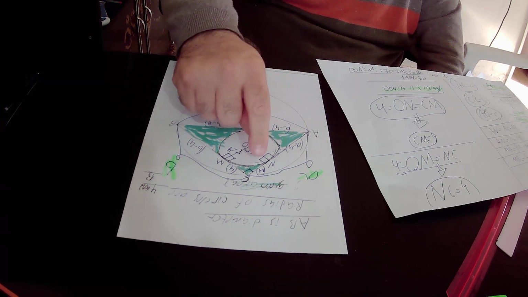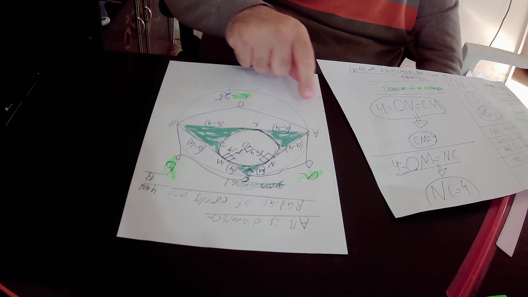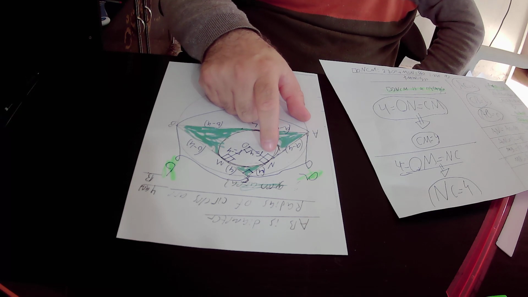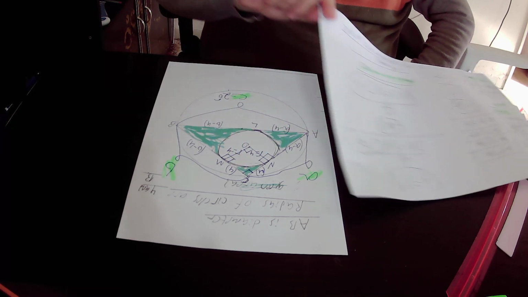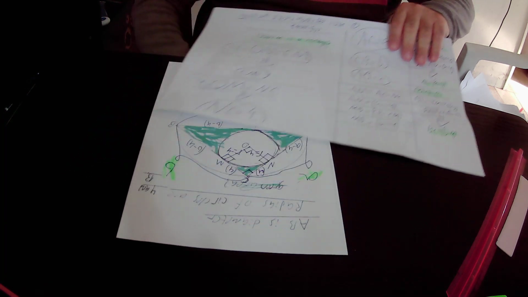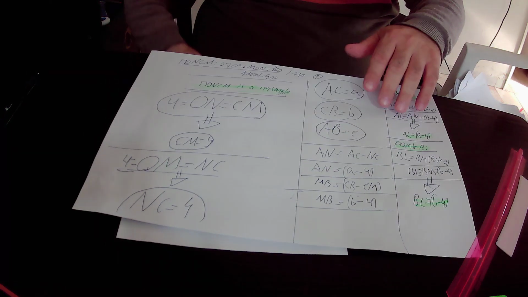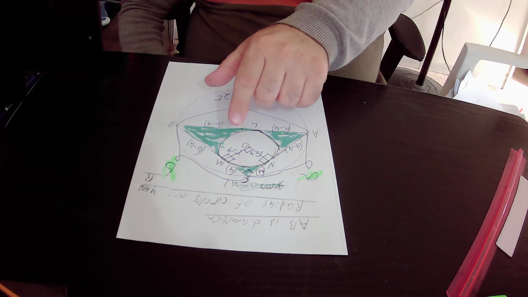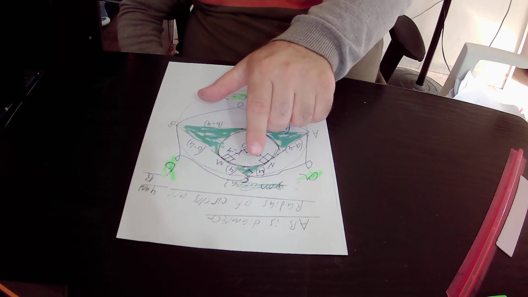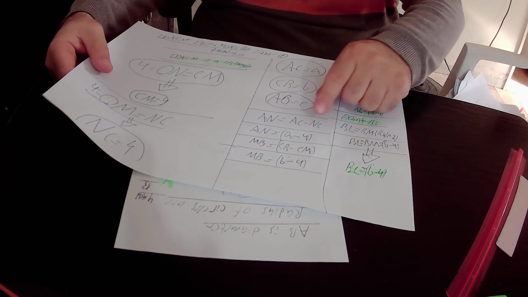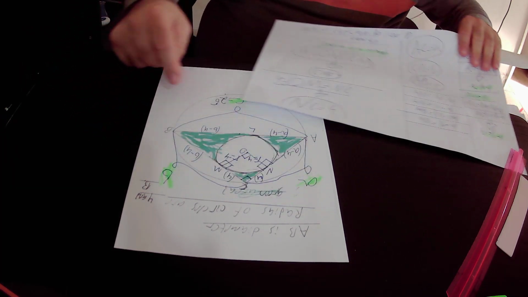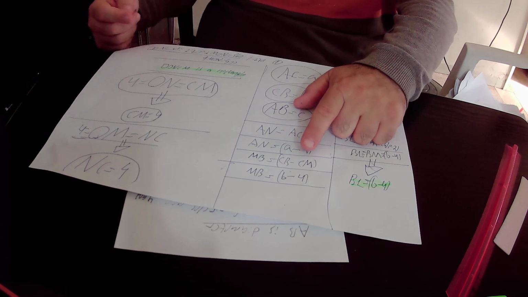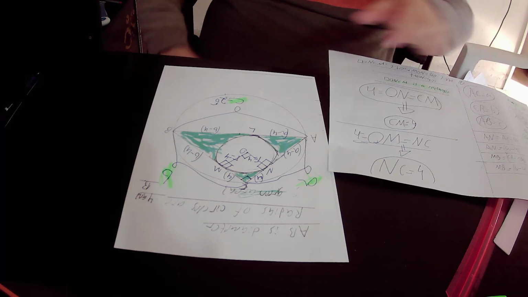Then we define side AC as A, side CB as B, and side AB, that is the diameter of the circle, as C. So what is the length of AN? AN equals AC minus NC. AC equals A, NC equals 4 units, so in conclusion we found out that AN equals A minus 4. Likewise, we find the length of line segment MB. MB equals CB minus CM. CB equals B, according to our definition. CM equals 4, according to what we have already found out. So in conclusion, MB equals B minus 4.